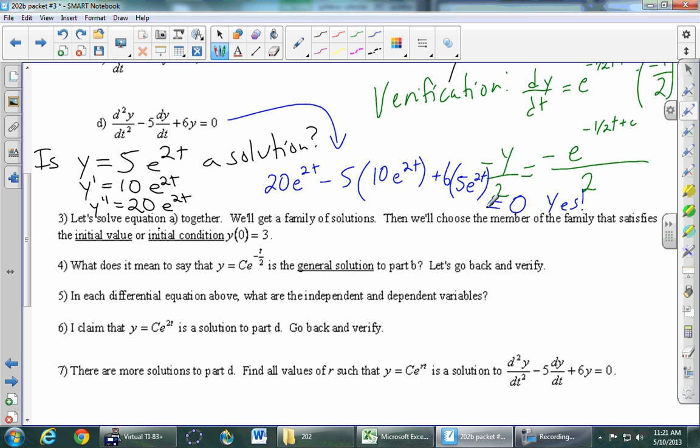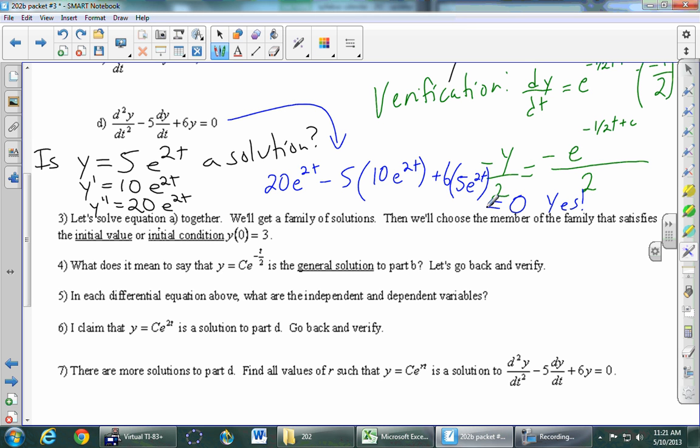Any questions on that? So in terms of where I came up with 5e to the 2t, I took a course called Differential Equations. I'm sure I got an A. I solved it from that equation. In fact, I solved it in front of you from that equation. So there's not a lot of work to do, honestly.